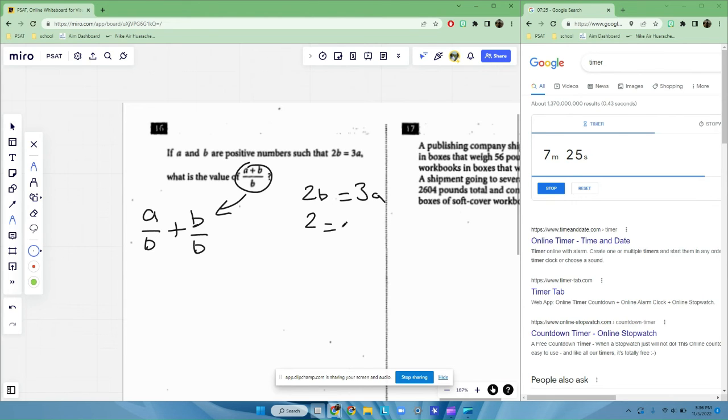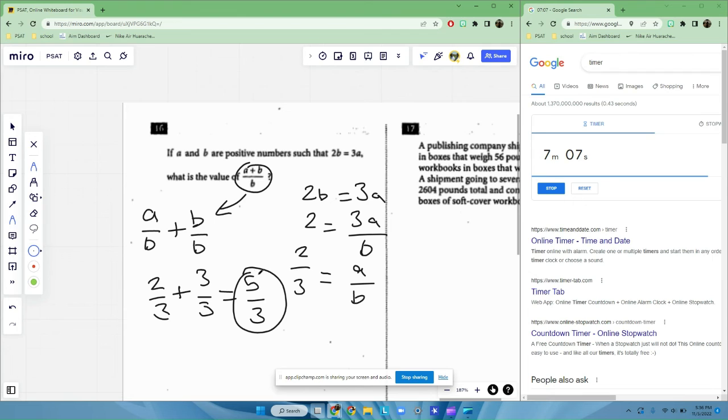Let's bring b to this side. 2 is equal to 3a over b. 3 is the numerator here. Take it that way and it becomes the denominator. So 2/3 is equal to a over b. Then b over b is just 1. So 2/3 plus 1, which is 3/3, is equal to 5/3. So your answer is 5/3.